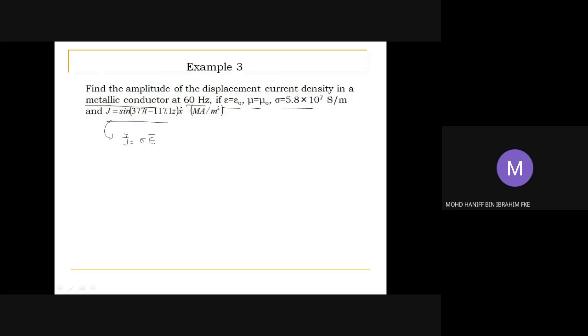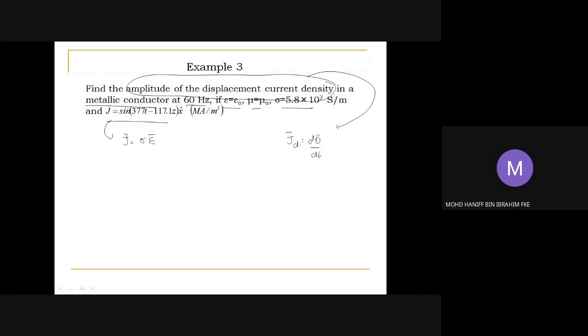But you need to find what? Need to find the amplitude of displacement current density. So in order for us to find the displacement current density, the JD, you need to find the E field. You need to find the E field so that when you have the E field, you can differentiate the E field value and then you can find the JD.